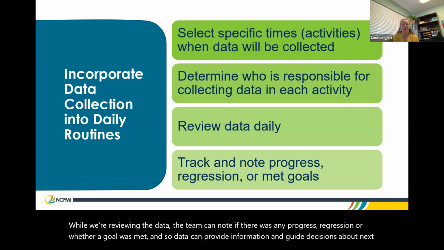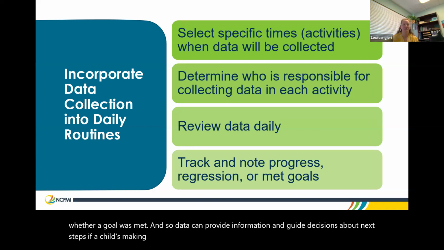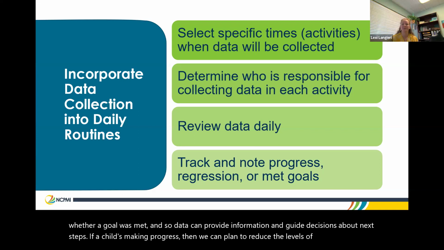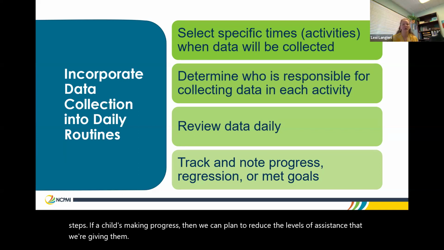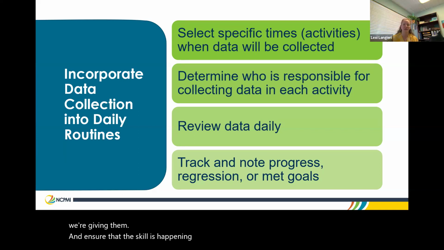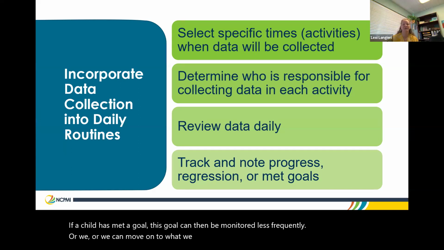If a child's making progress, then we can plan to reduce the levels of assistance that we're giving them and ensure that the skill is happening across people, routines, and locations for generalization. If a child has met a goal, this goal can then be monitored less frequently, or we can move on to what we call maintenance of the skill.